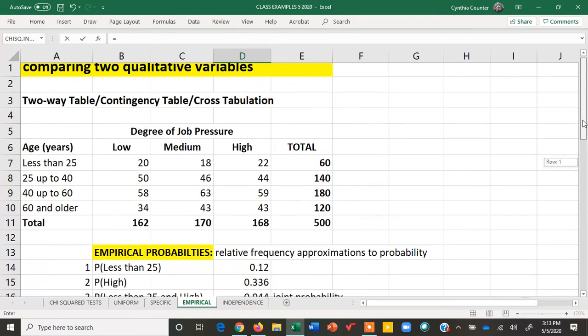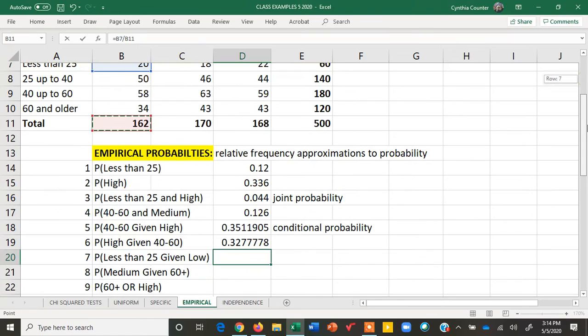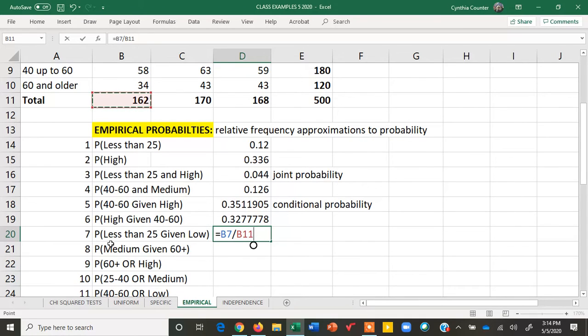So let's type equals. Even though I can't see the cell in the window, I can see what I'm inputting up here. So we want the 20 out of the 162, so B7 out of B11. So this is the probability the individual was less than 25 years old, given they reported a low degree of job pressure, right? Less than 25 and low, given low. 0.123. Wow, that's interesting.